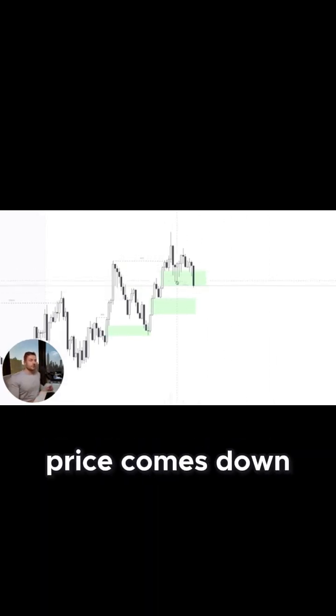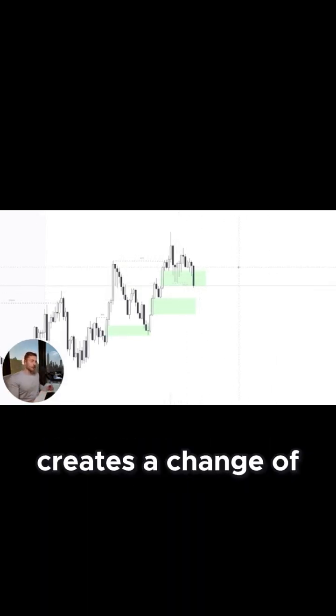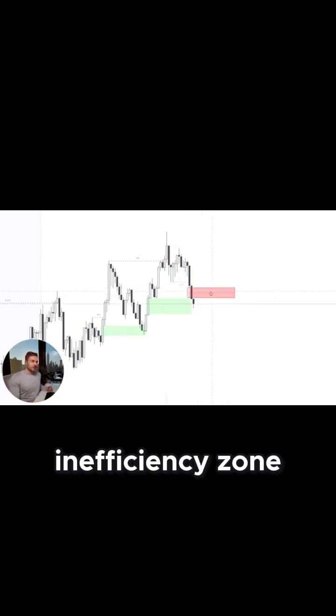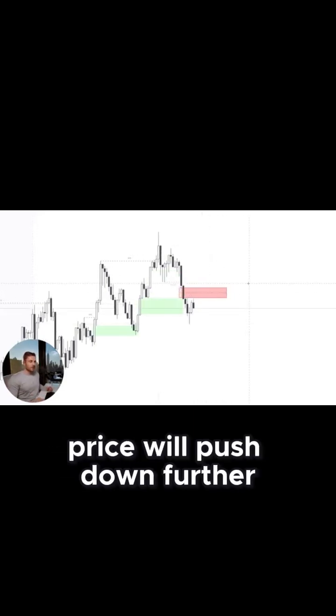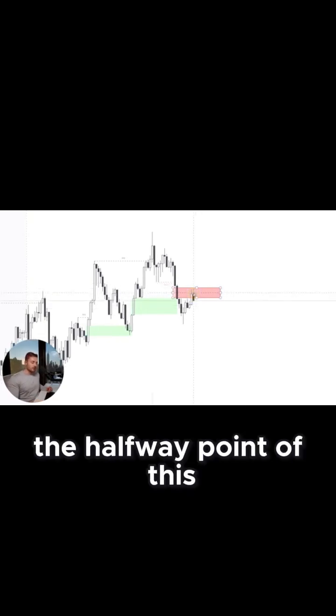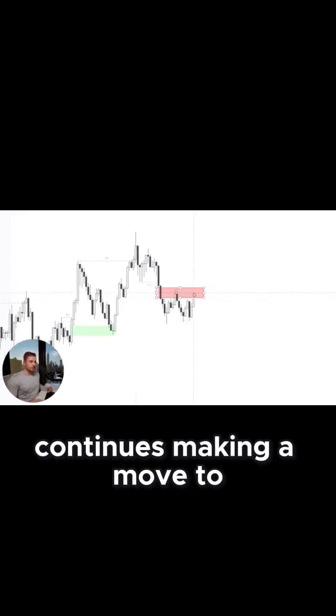All right, and as you'll see, price comes down underneath this level, creates a change of character and leaves behind a significant sell side imbalance, buy side inefficiency zone. Price will push down further. Notice how it comes into the midpoint, doesn't close through the halfway point of this fair value gap and continues making a move to the downside.